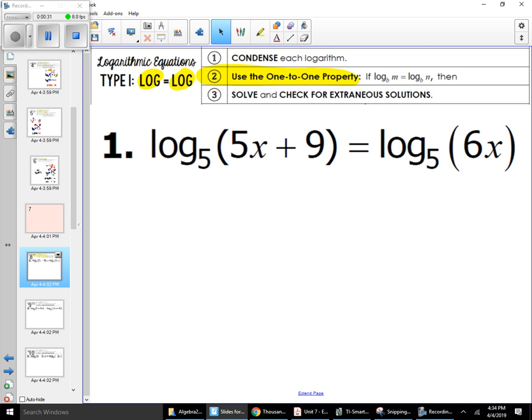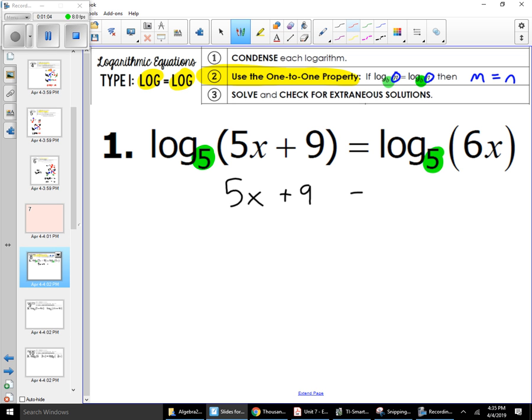What the one-to-one property tells us is that if we have two logs with the same base, then we can just go ahead and set their inputs equal. We used the one-to-one property for exponential equations. It also works right here for logarithmic ones. So if we look at example 1, I have a log base 5 on the left and a log base 5 on the right. Just like with exponentials, I can set those insides equal. Again, that's our one-to-one property.